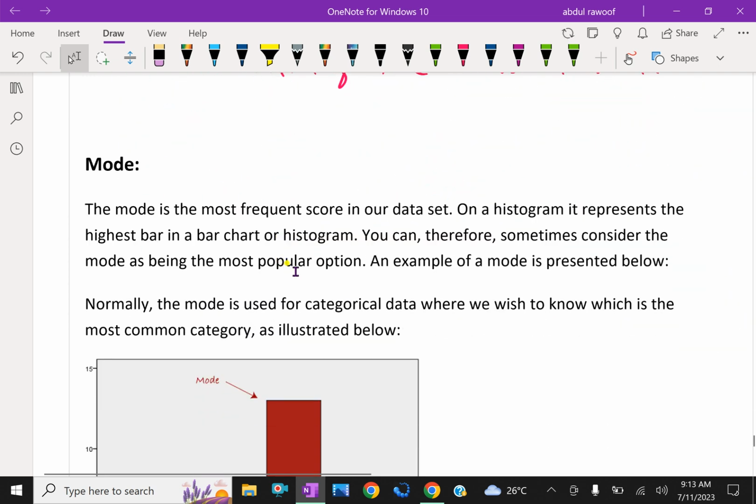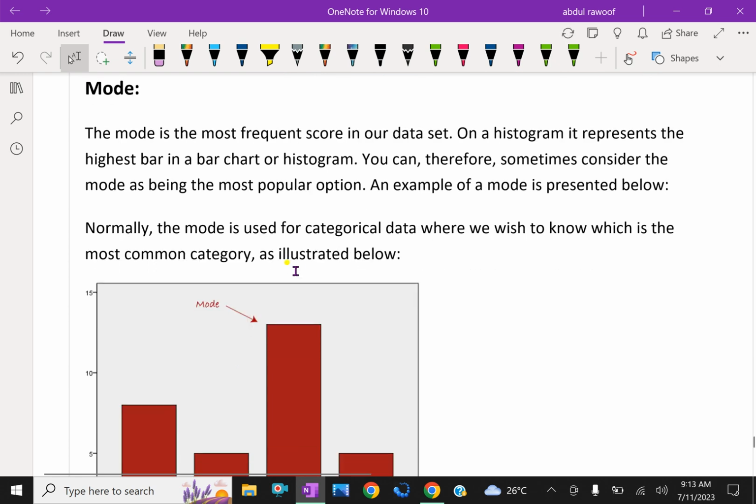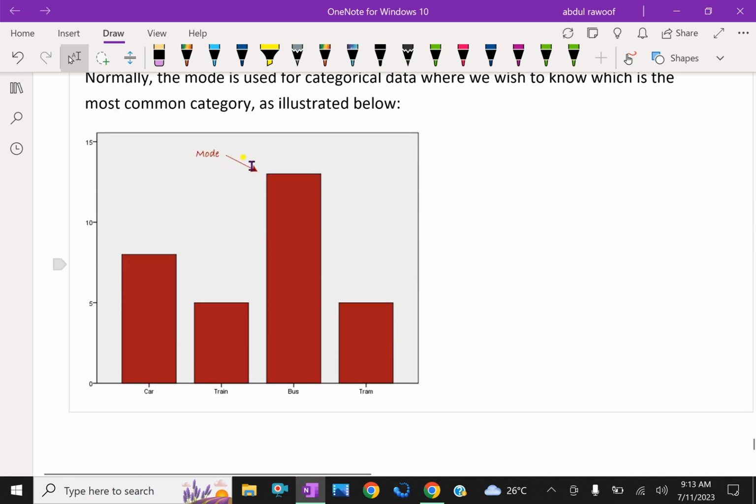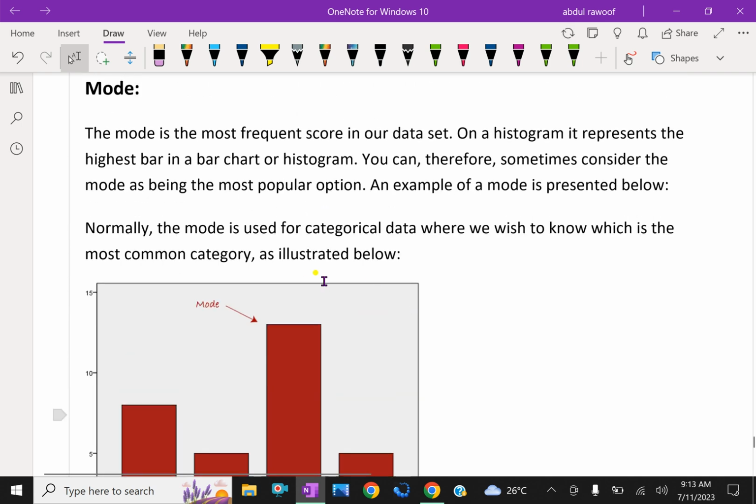Next is mode. Mode is the most frequent score in our data set. On a histogram, it represents the highest bar in a bar chart. Look at this bar chart, this is the highest frequency. That is the mode. Mode is not the highest value or highest class. Mode is the most frequently available data. How many numbers of the data are available? The highest count is called the mode.